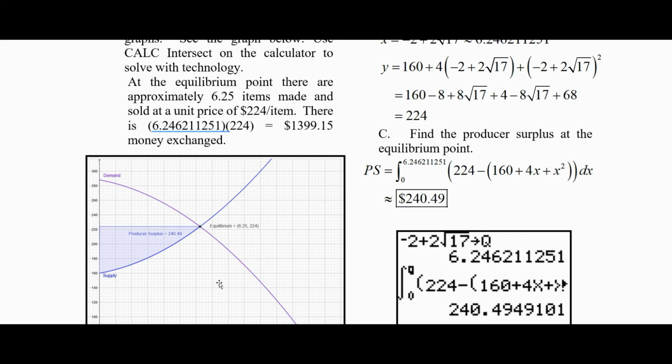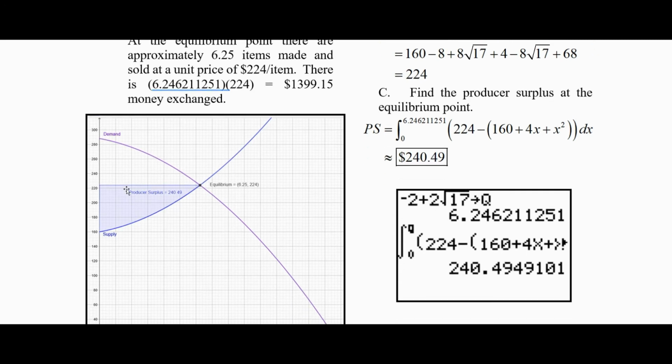Now we want the producer surplus. The amount of money that actually changes hands is this $224 per item times the 6.25 items at the equilibrium point. But some of the producers would have been willing to supply at a lower price. So this blue area represents the savings from the producers' perspective, above what they would have been willing to accept to provide the product.